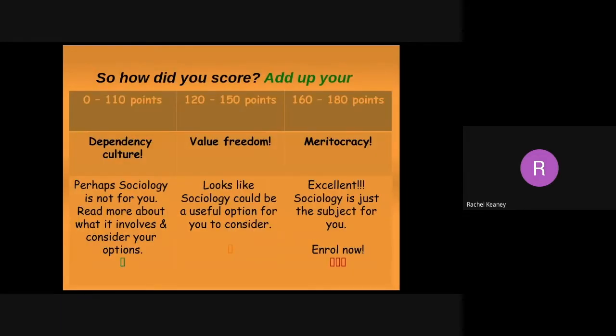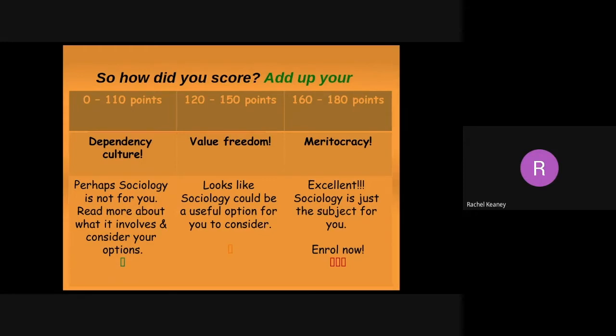Okay, so let's see how we scored. If you add up all the scores for your 12 answers, we're looking for at least 120 points as a good indication. If you scored between 0 and 110, it might be that sociology is not for you. Perhaps you're somebody who prefers coursework-based subjects and more factual subjects. So that might be something to think about. Is sociology for you? Perhaps read a little bit more into it.